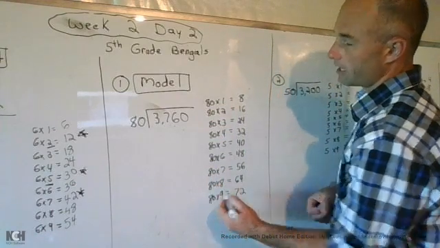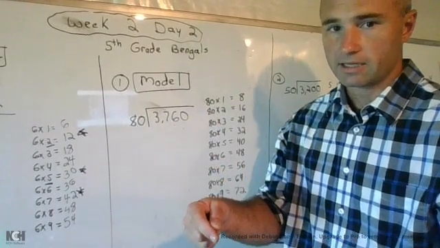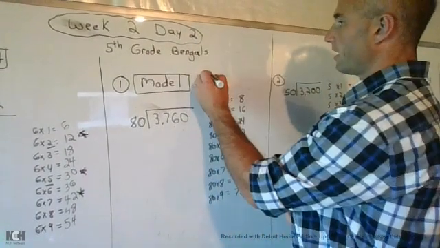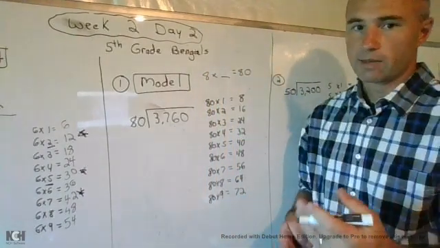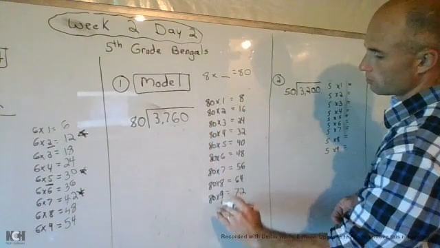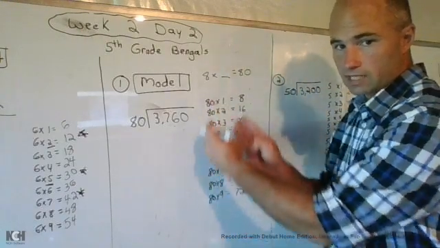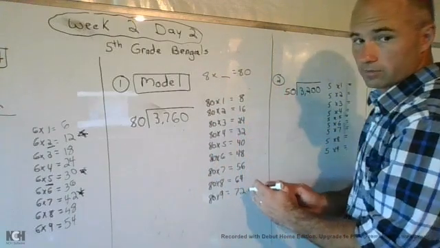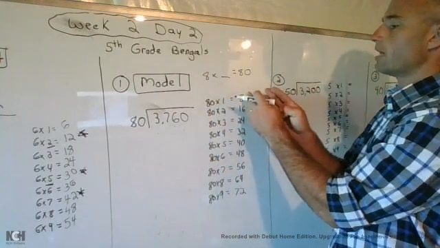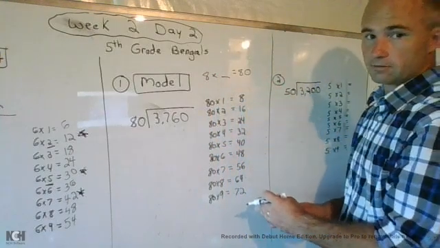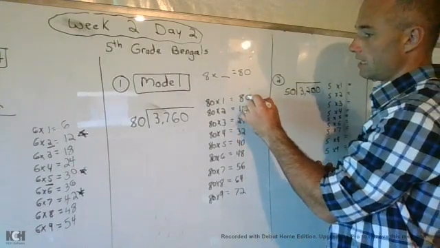If I'm multiplying, how do I go from 8 to 80? I multiply by 10, right? If I have 8 times what gives me 80? Well, 8 times 10. Whatever I do on this side of the equal sign, I have to do the same thing over here. So if I multiply the 8 by 10 to get 80, I need to now multiply all of these by 10.